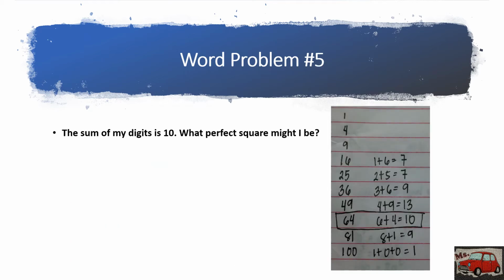The sum of my digits is 10. What perfect square might I be? Okay. So, ang hanapin natin is yung perfect square na kapag pinag-add mo daw yung digits niya, the answer is 10. Alright? So, kung matatandaan nyo, ang perfect square, ito lang yung product na yung factor niya is parehas.